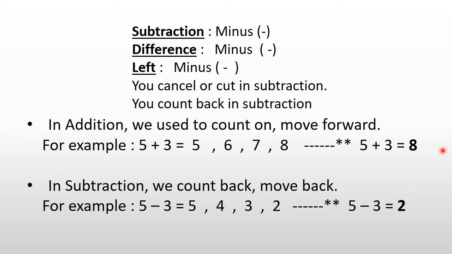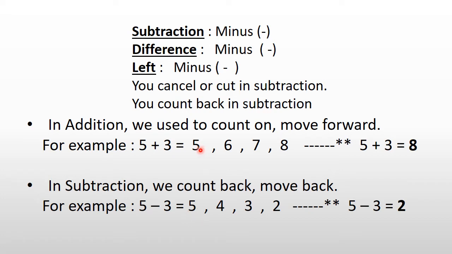So what we used to do was count on. That is, we used to move forward. But what do we do in subtraction? We count back. We move back. For example, now it is 5 minus 3. We have already done 5 plus 3, which is 8. Now what is 5 minus 3? What would we do in subtraction? You would go back, you would move back.